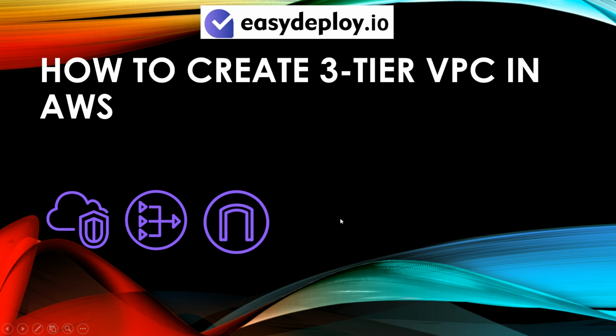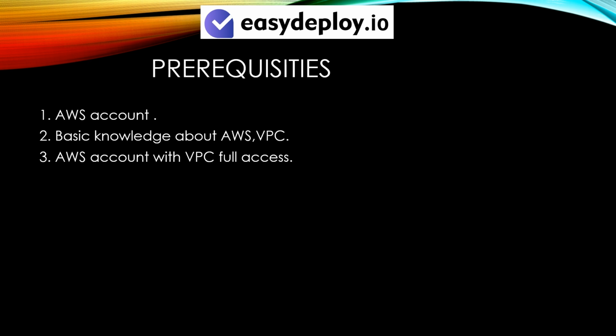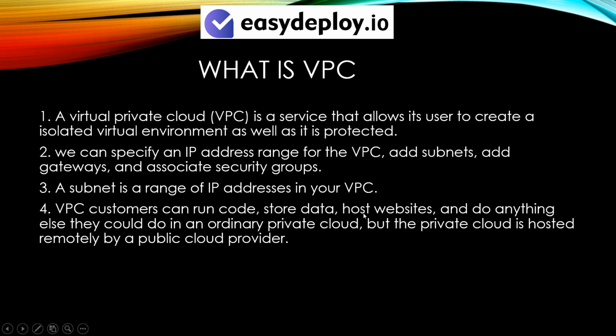Today we are going to see how to create a 3-tier VPC in AWS. What is covered in this video? We will be seeing what is VPC, creating VPC, creating 2 public subnets on the web tier, creating 2 private subnets on the application tier, and creating 2 private subnets on the data tier. Prerequisites: an AWS account, basic knowledge about AWS VPC, and an AWS account with VPC full access.